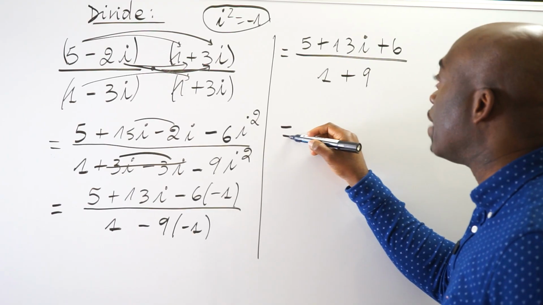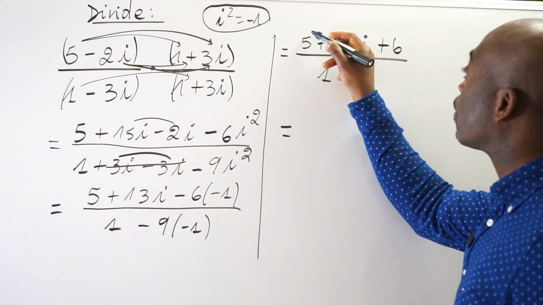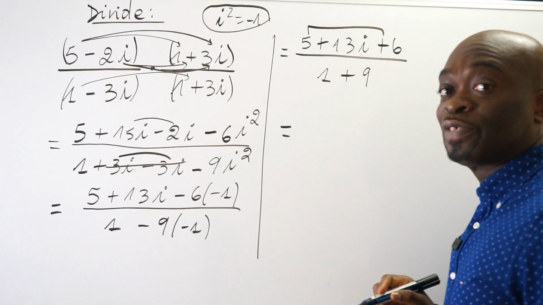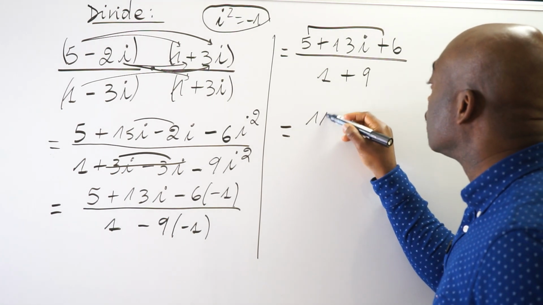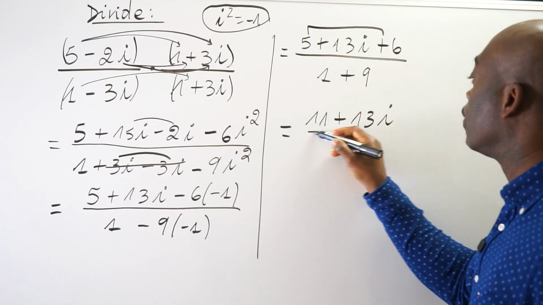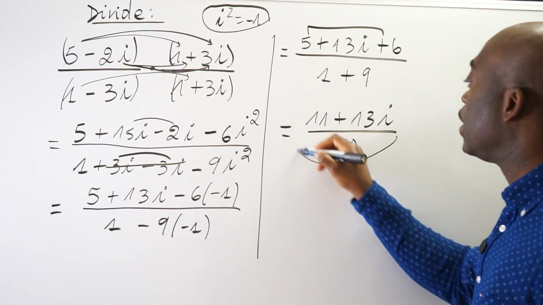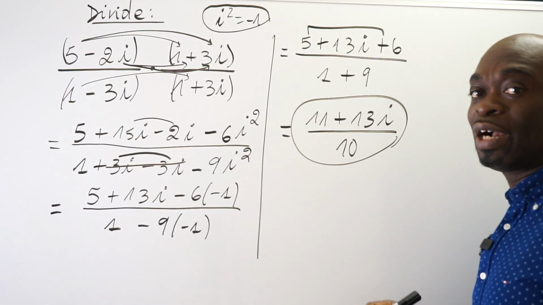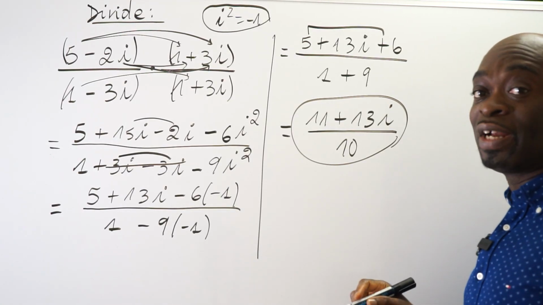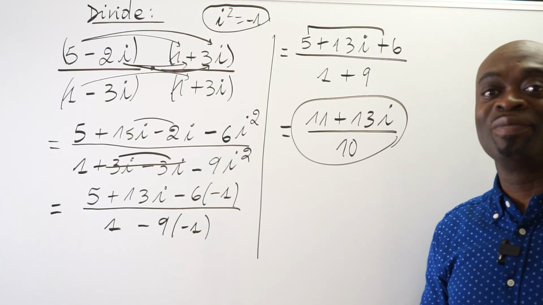See, we're taking our time to get these problems done, okay? So then we still have to combine like terms. That is 5 plus 6, which is 11. So it's 11 plus 13i over 1 plus 9, which is 10. Ladies and gentlemen, we are finished because we're not going to go further than this one. So our final answer is 11 plus 13i over 10. Voila.